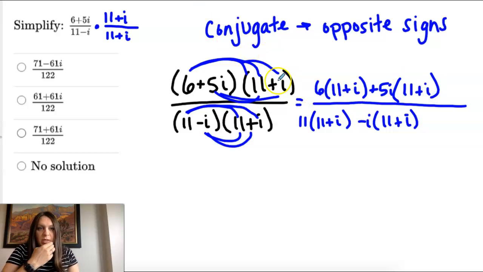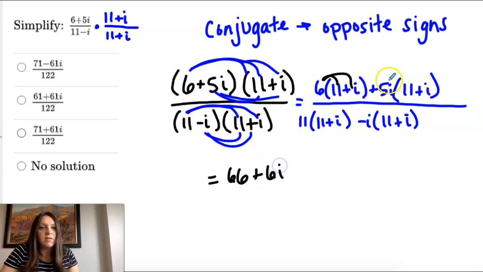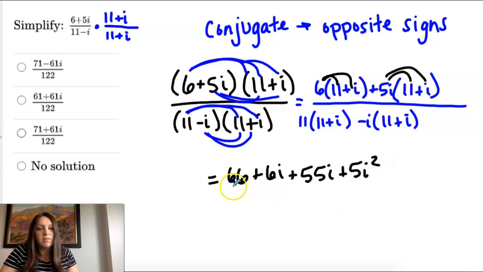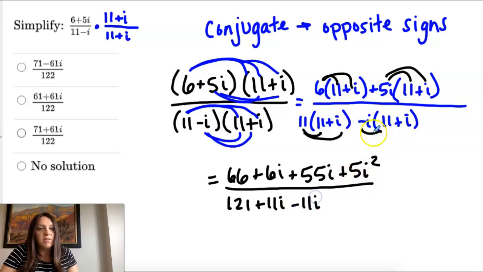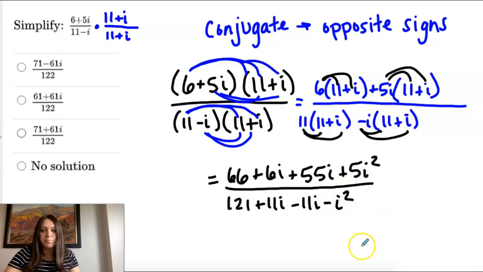And then we just have a lot of multiplication. So 6 times 11, 6 times i, 5i times 11, 5i times i is 5i squared, divided by 11 times 11, 11 times i, negative 11i. Negative i times positive i is negative i squared.